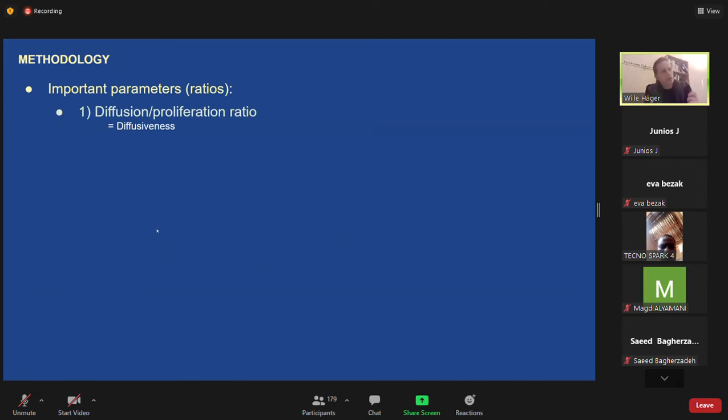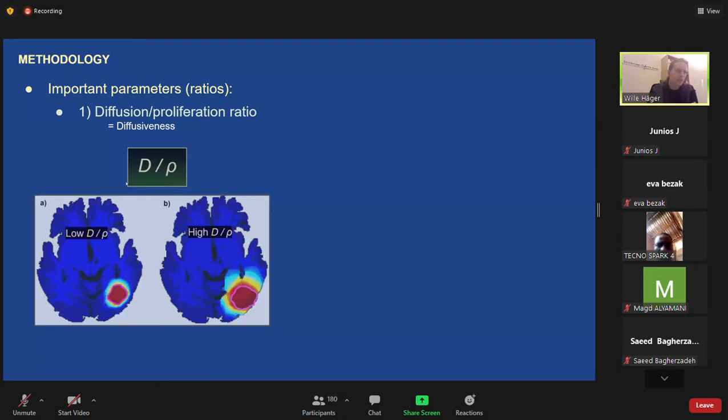So first is the diffusion to proliferation ratio. This characterizes the diffusiveness of the tumor. So D over rho. The higher the value, the more diffuse it grows. You can think of it that pretty much any solid tumor is going to have an extremely low value of this, whereas high-grade gliomas can actually have quite high values. So we have to consider this. So here's an example where the GTVs here delineated in pink are pretty comparable in volume, but the actual invasion of the nearby tissue is very much different.